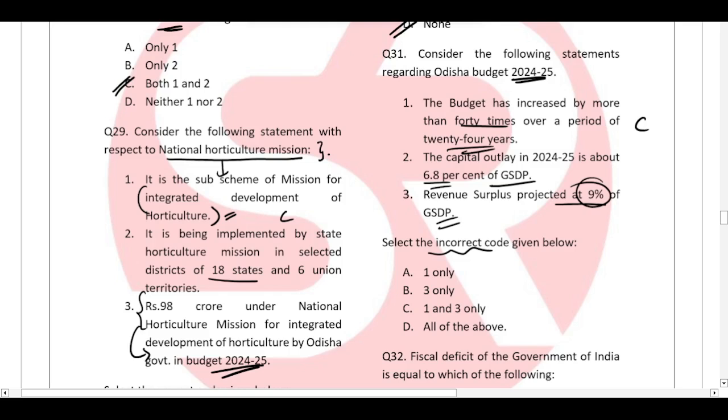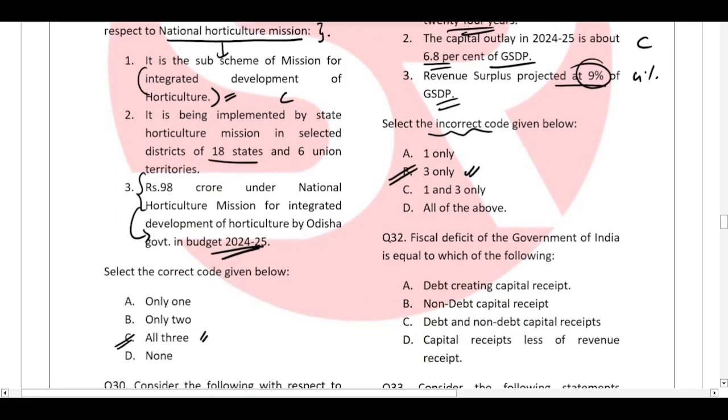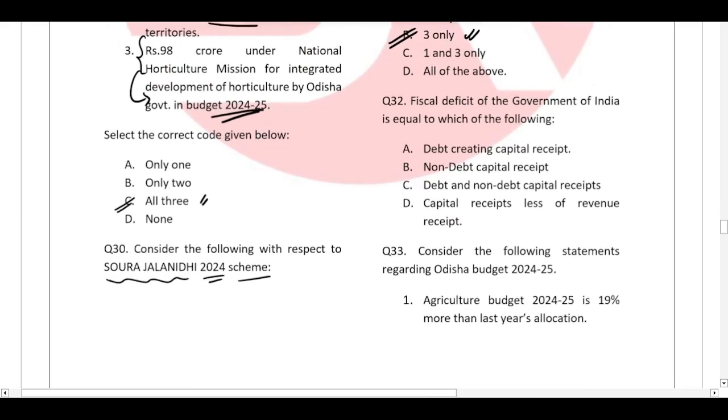So this statement is correct. This statement is indeed correct. And the revenue surplus was 4% and not 9%. So which is the incorrect? Option 3 is the incorrect here. So option B is the correct answer. Next, coming to question number 32. Again, fiscal deficit of Government of India is equal to which of the following?